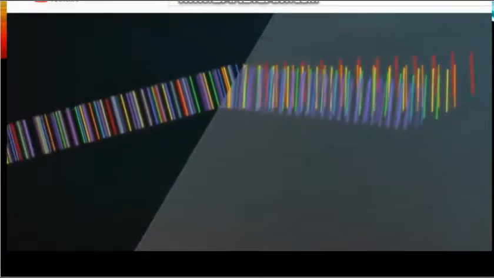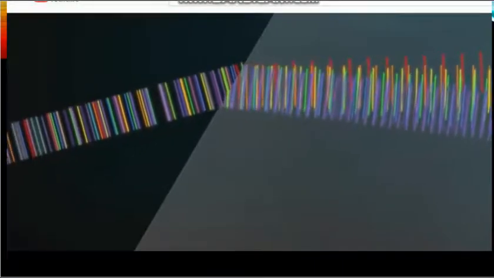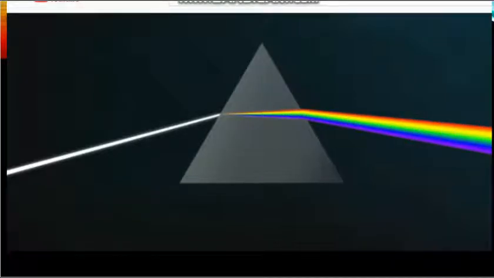So it's the combination of hitting glass on an angle and different wavelengths interacting with the electrons in the glass different amounts that makes light hitting a prism spread out into a beautiful spectrum of colour and some classic album cover art.